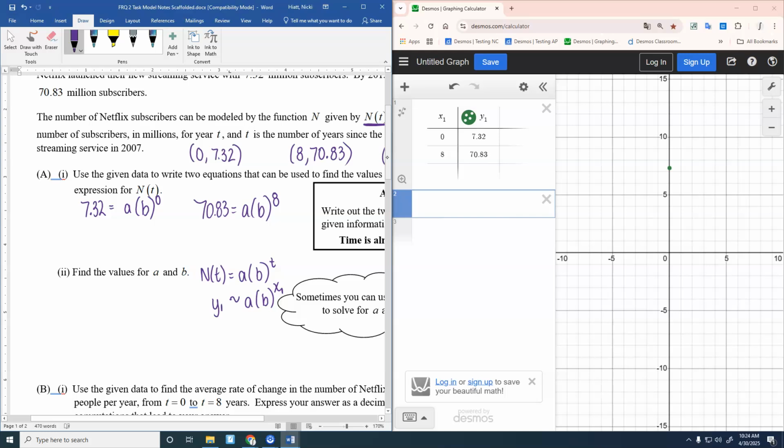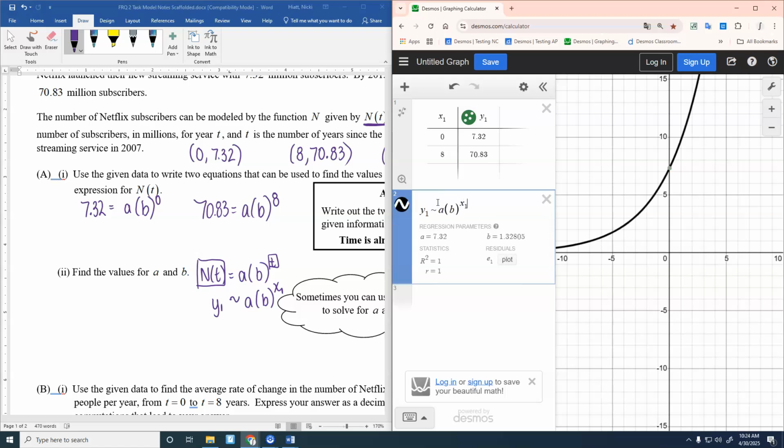Now you don't have to write that down, but if you need to, do. So that N of t is what we put in the y1 column. The t is what we put in the x1 column. So we would type in y1 squiggle a times b to the x1, and it will give us the regression.